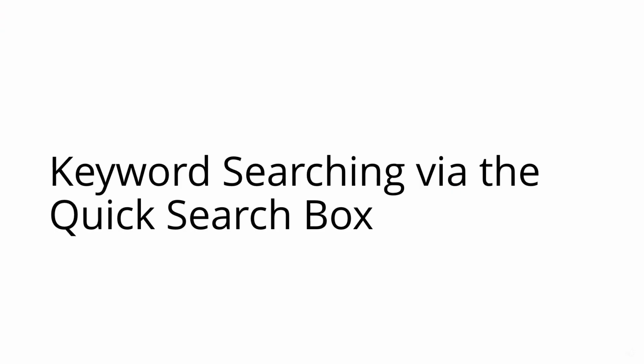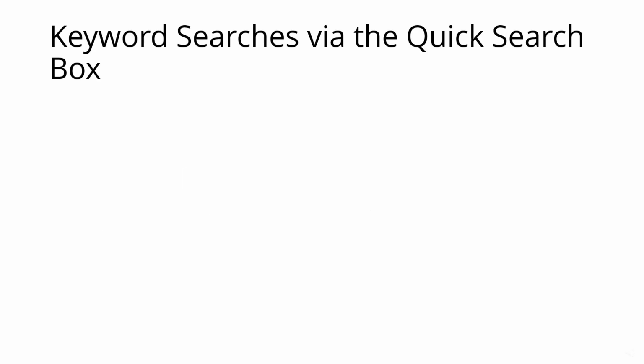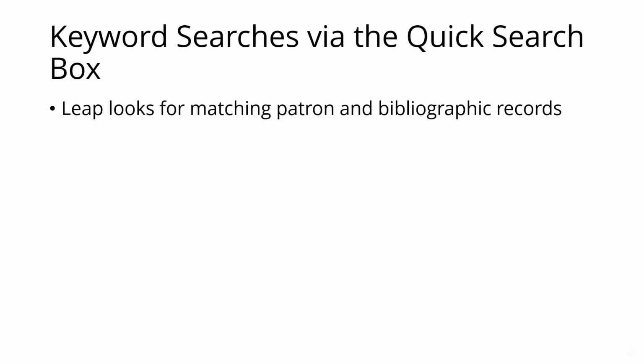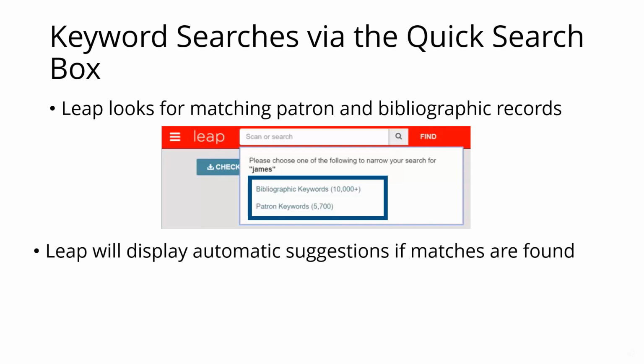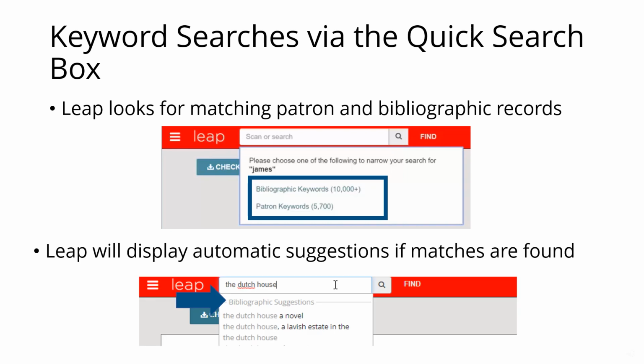The Quick Search box can also be used for a keyword search. When a search term is typed into the Quick Search box, Leap will attempt to locate matching patron or bibliographic records. As you type out your terms, Leap will display automatic suggestions for patron and bibliographic records if matches are found.